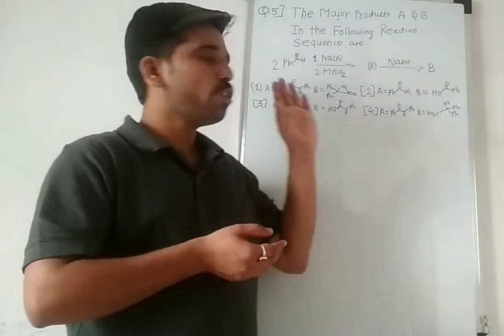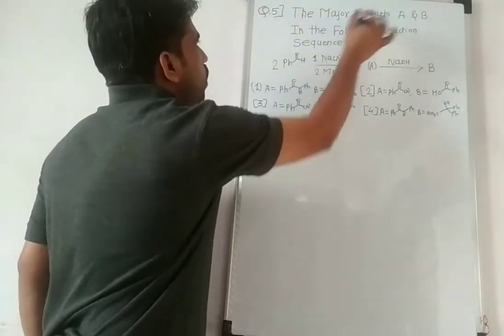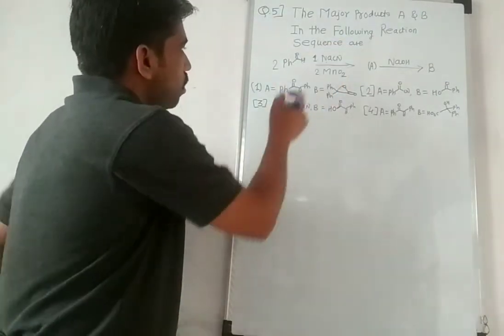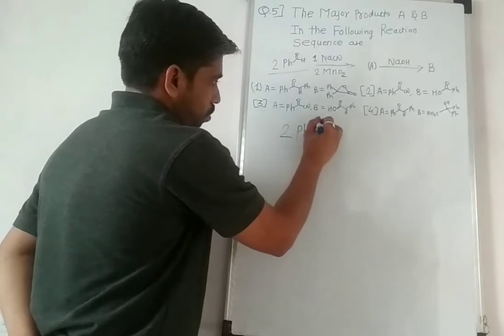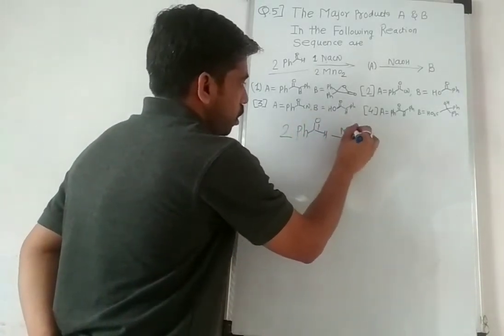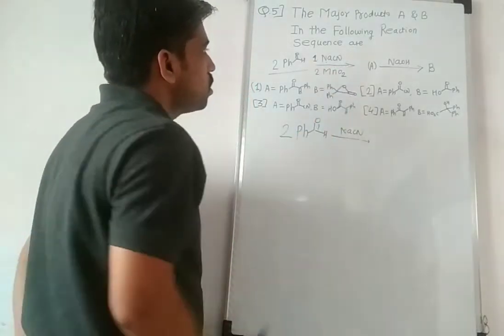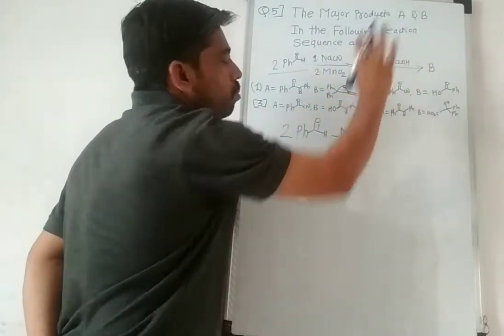Now let's solve this question. The question is: the major products A and B in the following reaction sequence. We have the substrate, 2 equivalents of benzaldehyde, and the first condition is sodium cyanide. The second condition is MnO2, and the third one is sodium hydroxide.